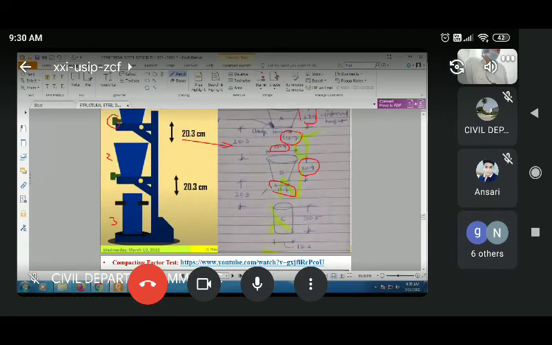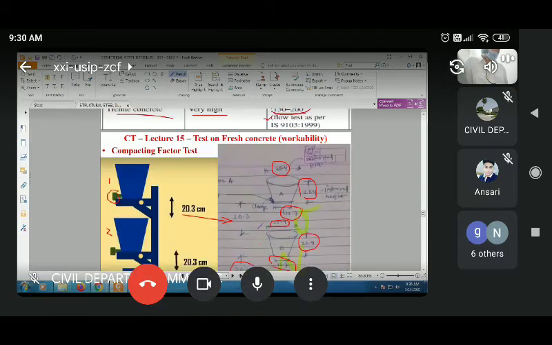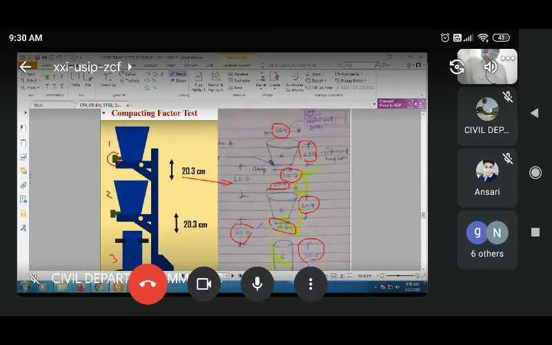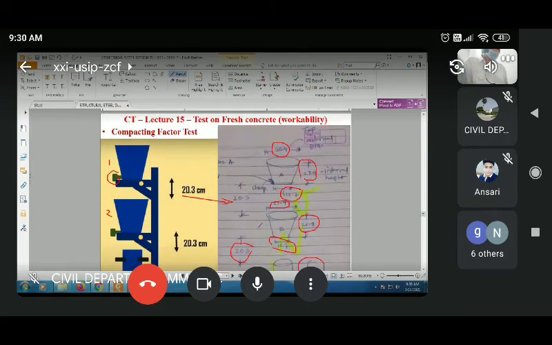The second hopper's upper diameter is 22.9 centimeter, height is also 22.9 centimeter, and the bottom diameter of the hopper is again 12.7 centimeter. The distance between the second hopper and the cylinder is 20.3 centimeter, the internal diameter of the cylinder is 15.2 centimeter, and the internal height of the cylinder is 30.5. So how do we perform this test?